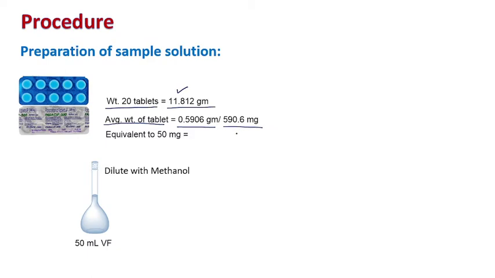Now in the procedure we have to take the powder containing 50 mg of the drug. So you can do this cross multiplication. You know the weight of one tablet is 590.6 mg, and it ideally contains 500 mg of paracetamol. So for taking 50 mg of paracetamol, how much powder should you weigh from this triturate? You can do this simple calculation. It will come around 59.06 mg. If you take this much powder, it contains theoretically, as per the label claim, 50 mg of paracetamol.